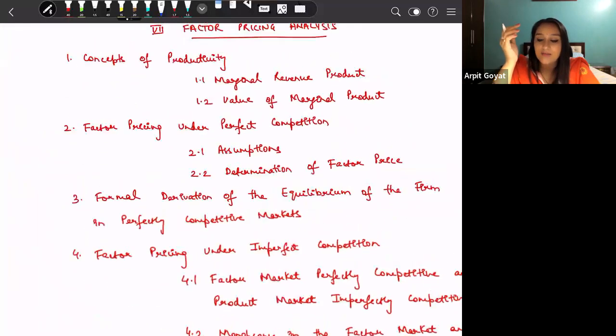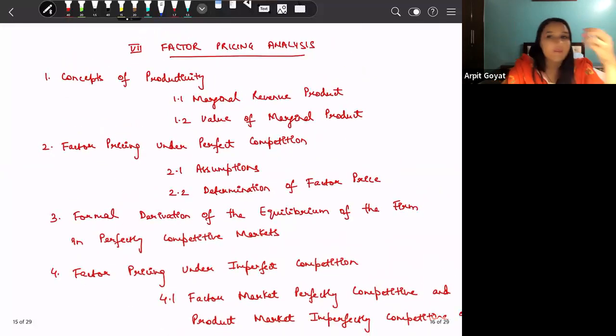Next we'll discuss factor pricing analysis. We have discussed consumers, we have discussed producers, we have discussed market, we have discussed cost, revenue. Let's now discuss factor pricing analysis. Concepts of productivity. Ultimately तो हमारे factors of production ही सारी जगह पे यूज हो रहे हैं ना. अगर हमारी cost पे भी हम बात करें, output कैसे produce हो रहा है, theory of production में भी. That is why it is important to understand factor pricing analysis.